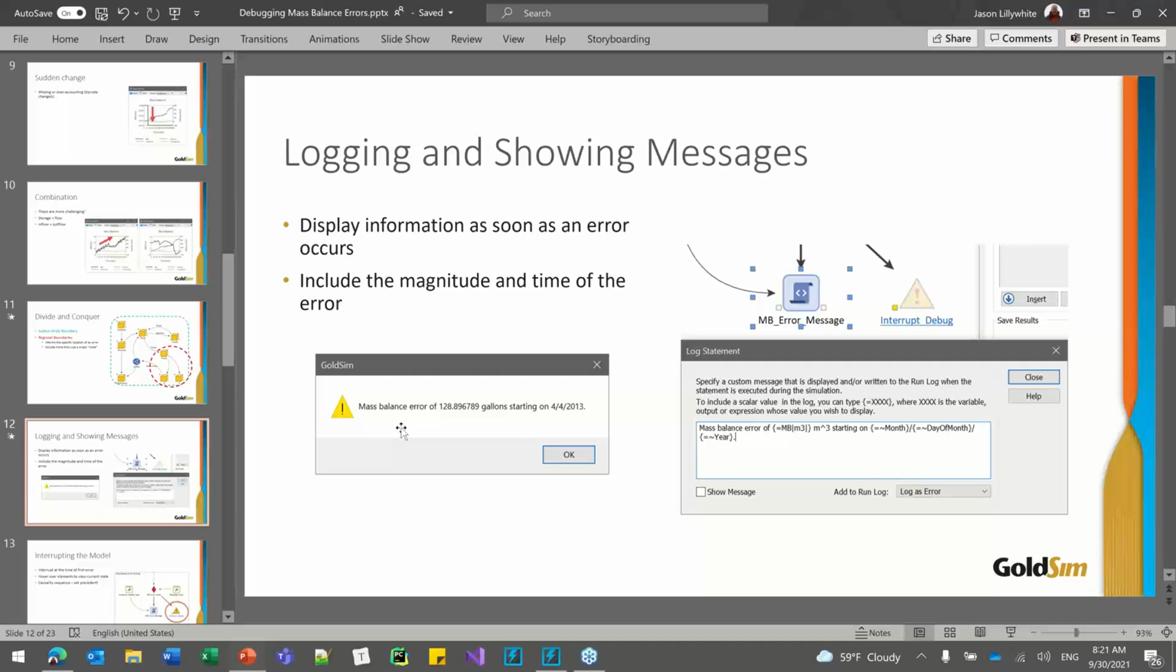Another way is where it would interrupt the model when an error occurs, and then it will just tell you with a little window, like the one shown here on the left. It'll say, hey, you've got a mass balance error of blah, blah, blah, starting on whatever date. And the nice thing about a script element is that you can insert outputs of elements within the message. You do that with a curly brace and an equal sign, and then you put whatever expression inside of there to output the value that you want to see.